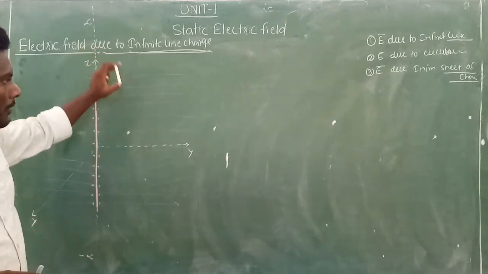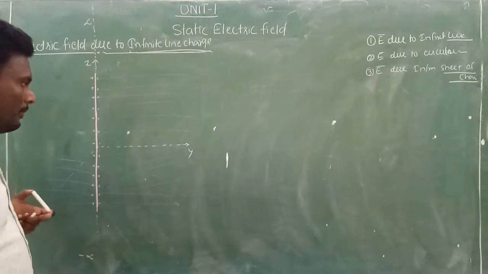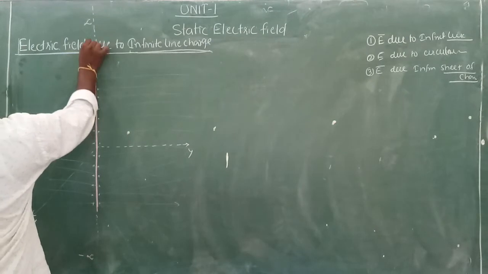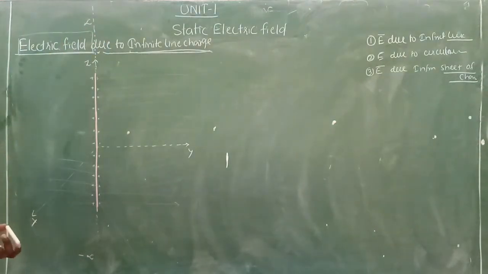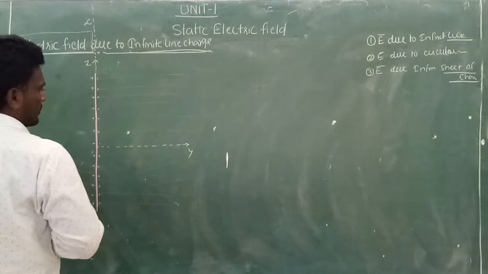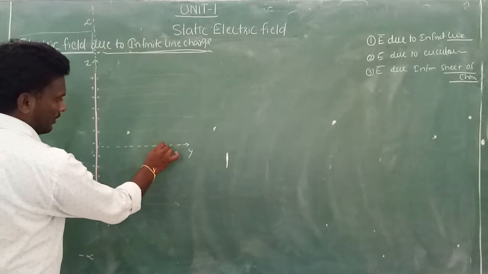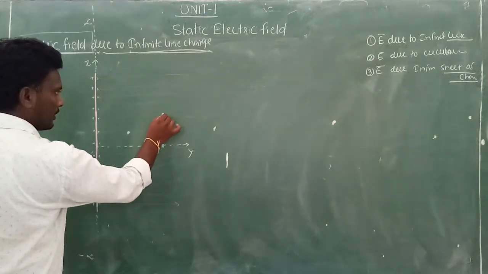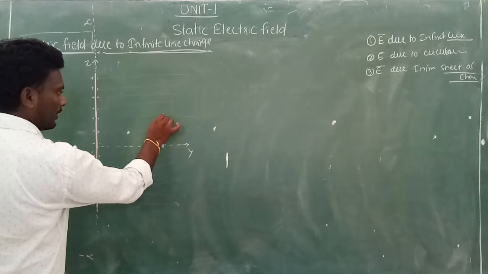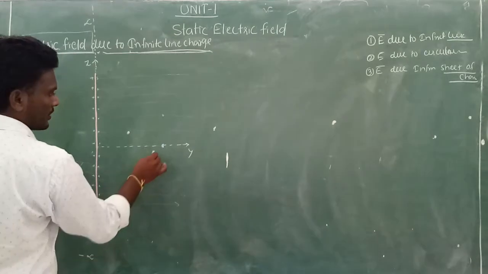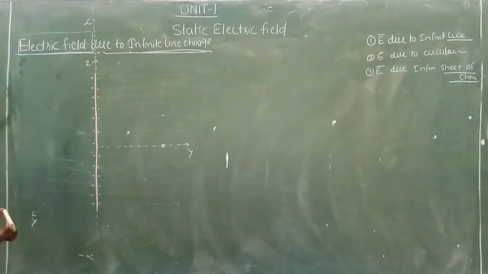I am just representing my electric field lines with thin lines. Why? Because we have to calculate electric field or field intensity. Our intention here is to calculate electric field intensity at any point on the electric field line. You can consider any point where you are calculating electric field intensity, but for simple mathematics, simple calculation, simple integration, I am taking my point on the y-axis.